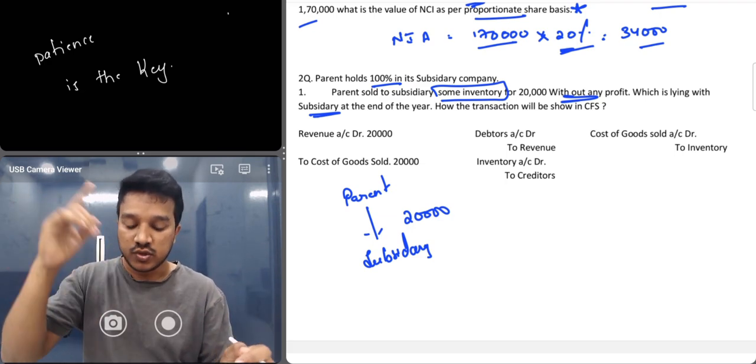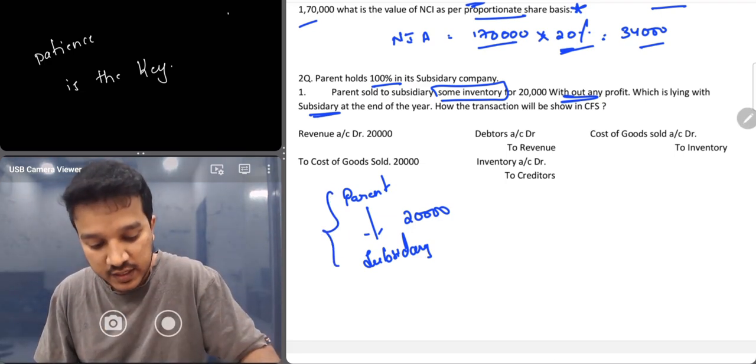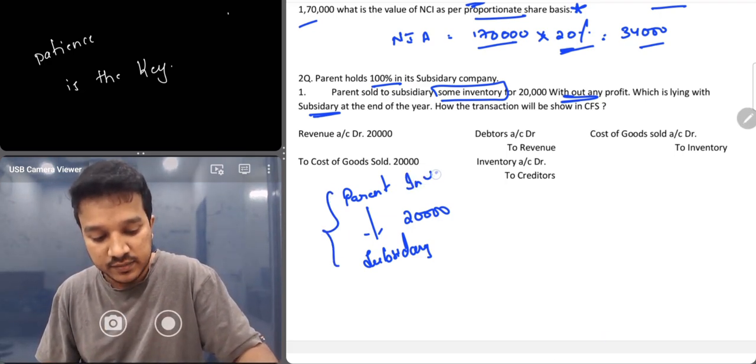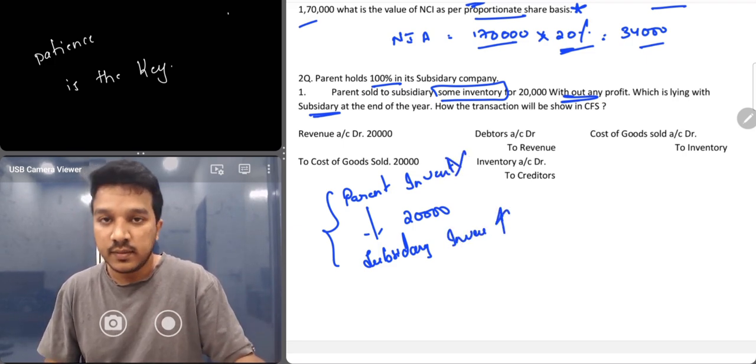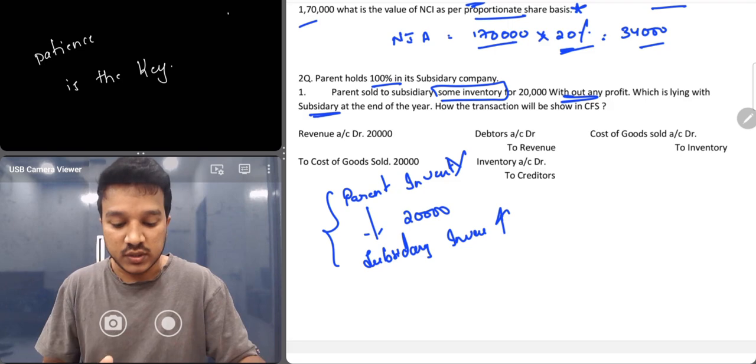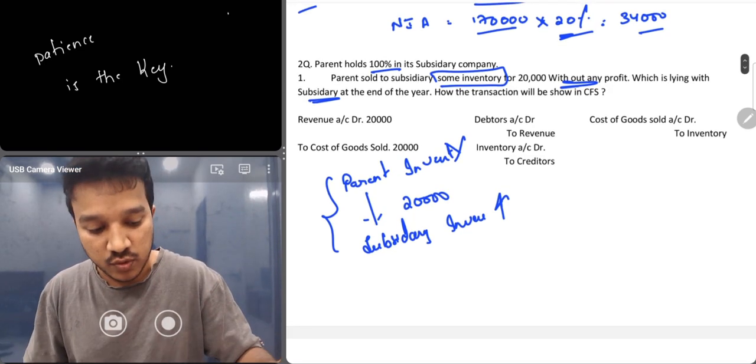Okay, parent transfers to subsidiary. Correct, inventory went out from here and inventory increased here. Right. Now how the accounts are recognized, we will try and understand.